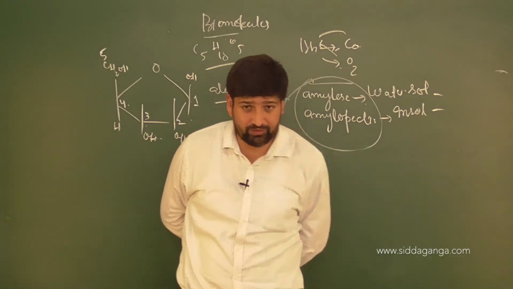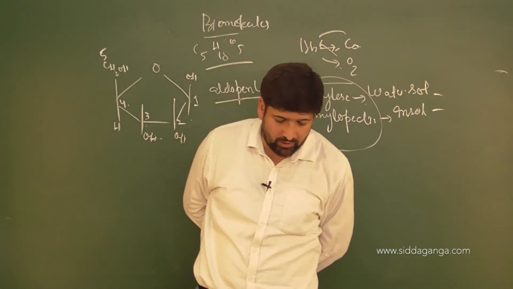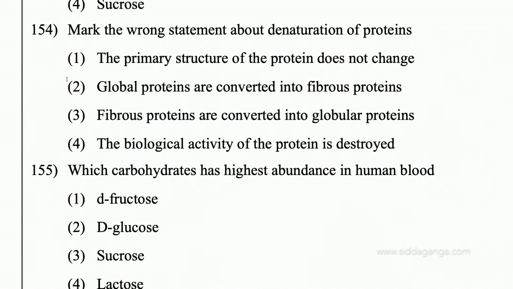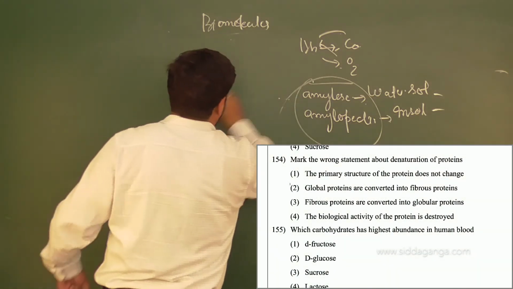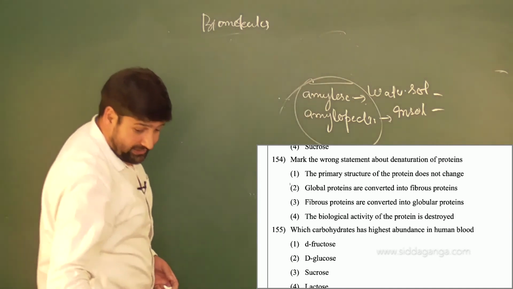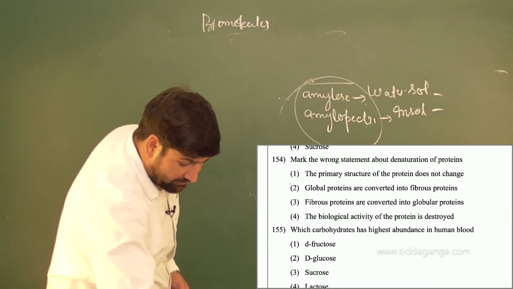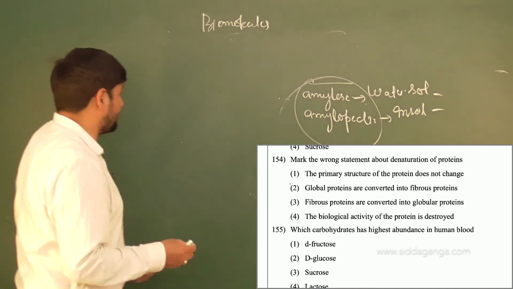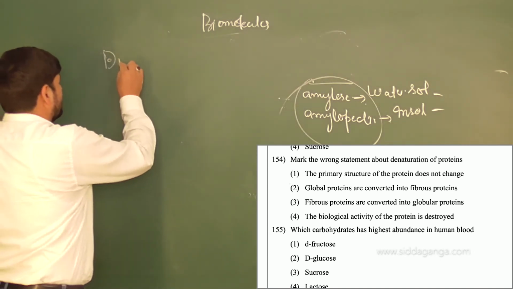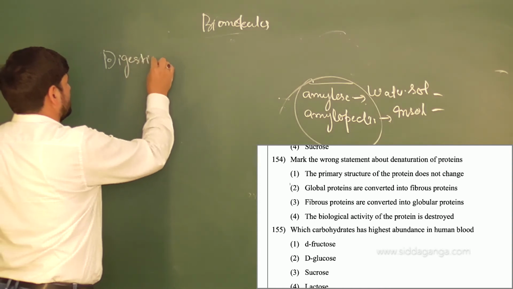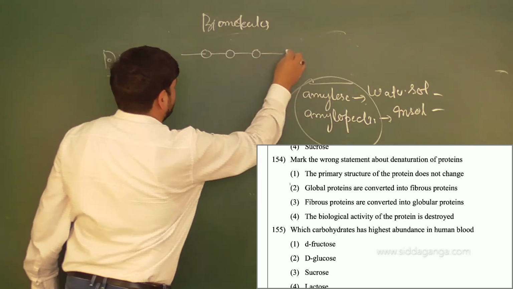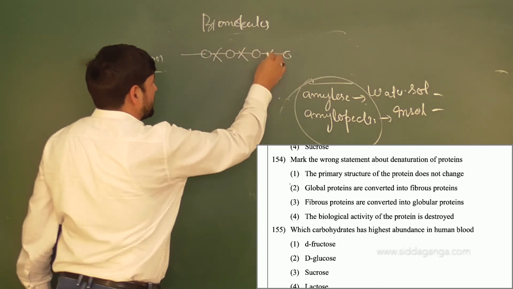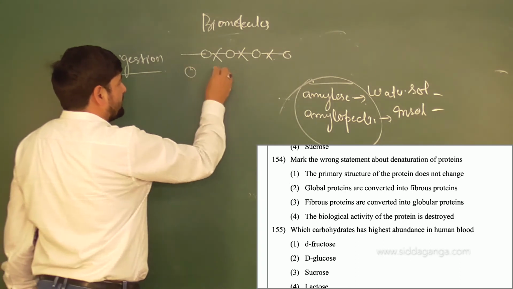Question 154. What's it asking? Mark the wrong statement about denaturation of proteins. First of all, every one of us should understand it. Denaturation of proteins means altering the three-dimensional structure. And when you relate this with one more term called digestion, it is different. In the digestion of proteins, whatever peptide bonds are existing will break. There are peptide bonds which are broken. So amino acids get separated.